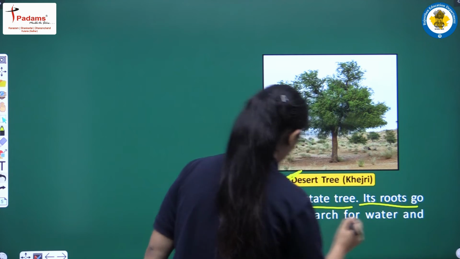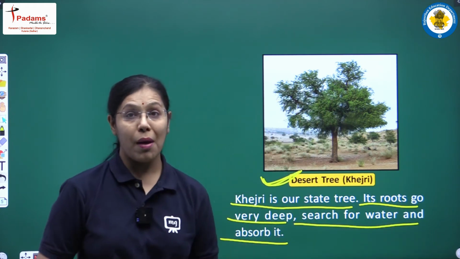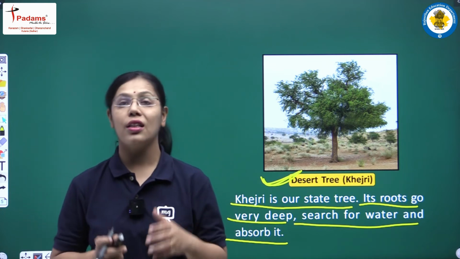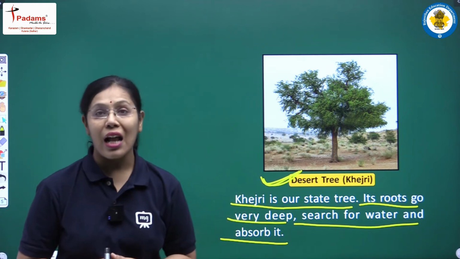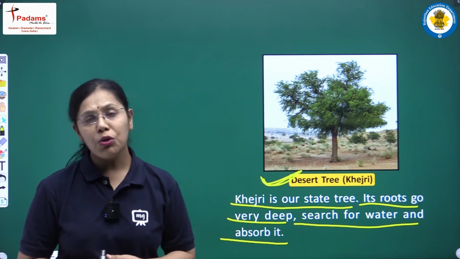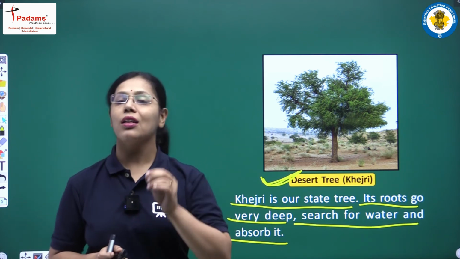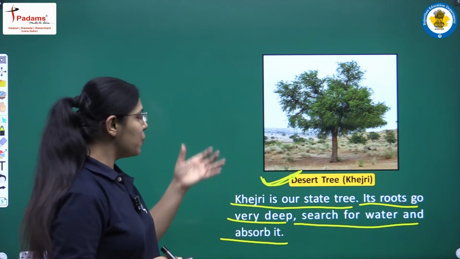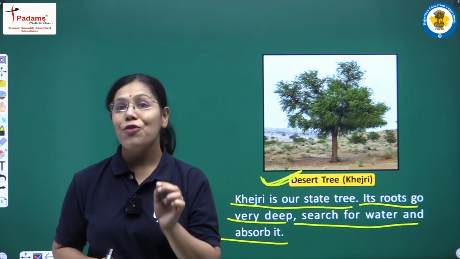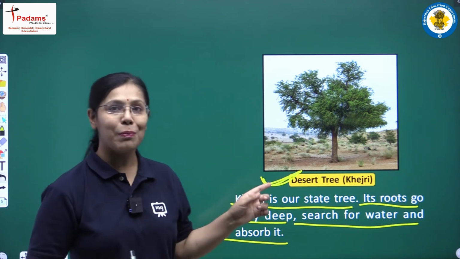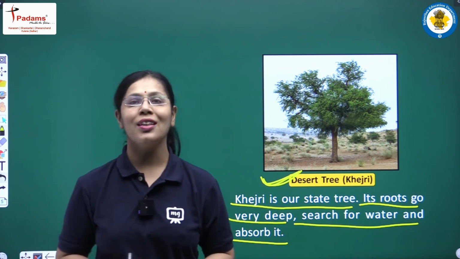Its roots go very deep, search for water and absorb it. So you need to remember, as there is scarcity of water, there is lack of water in desert areas, the roots of this tree are actually very deep. They go deep in the ground and they search for water, which is very necessary for making the food by the tree. So here you need to remember that the roots of khejri tree, which is our state tree, are very deep and they actually help this tree to bring the important constituents of food, that is water and salt.